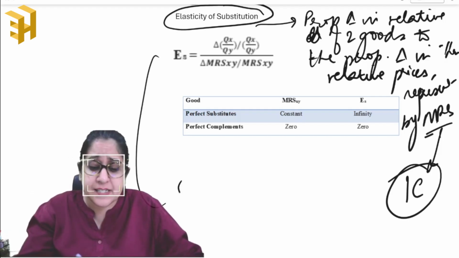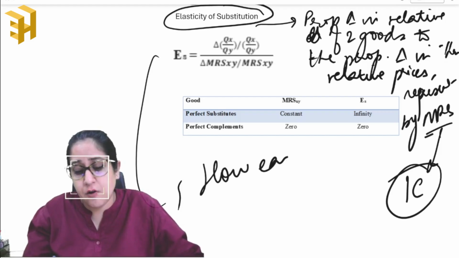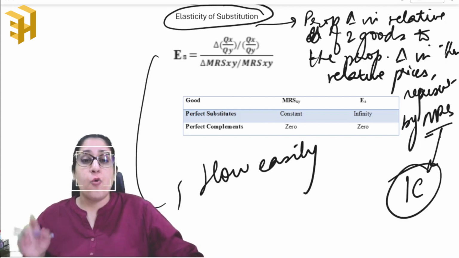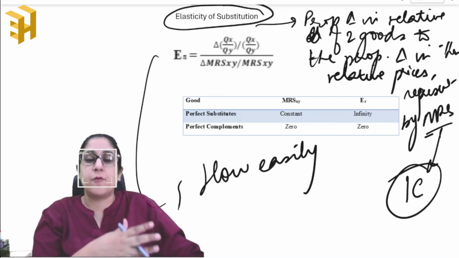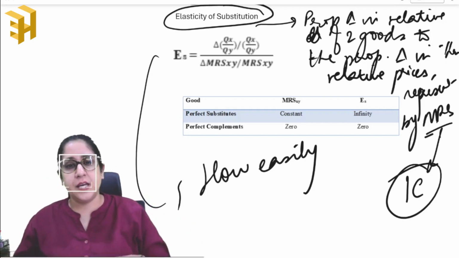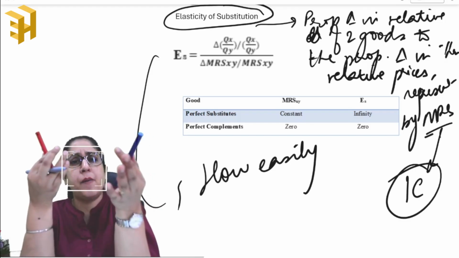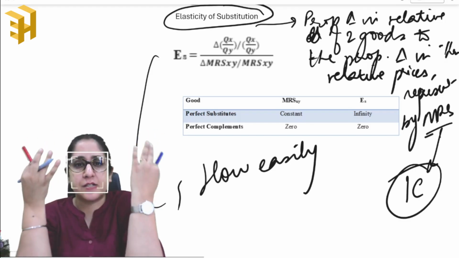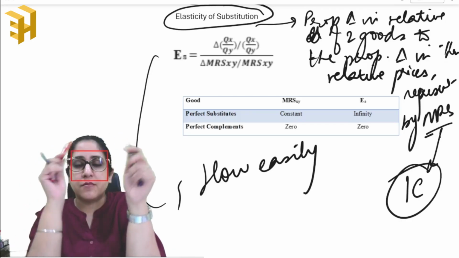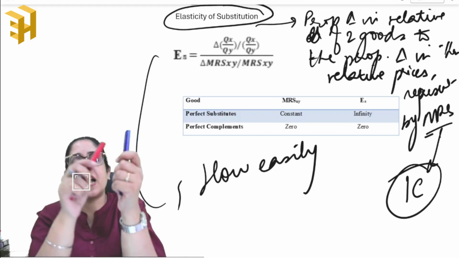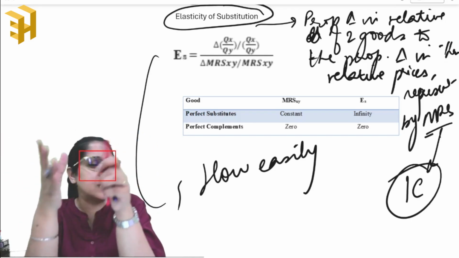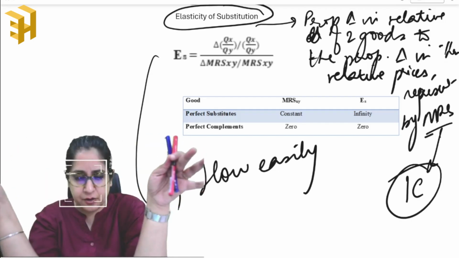So how easily you can shift from one commodity to another, right, when the price of, say, one commodity good X changes. Example, let me tell you. For me, a blue pilot pen and a red pilot pen are perfect substitutes. So if the price of blue pilot pen increases, I can easily shift to my red pilot pen. It will not matter to me whether I'm writing in blue or red, right?